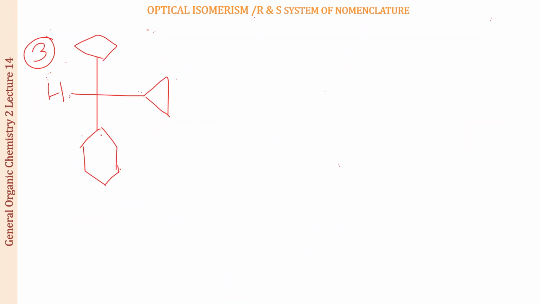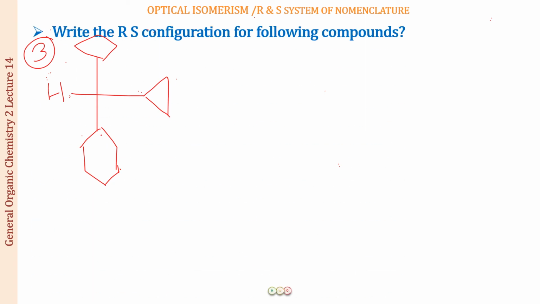So in this example, now you have cyclic groups. So how are you going to deal with this? This is again one example that you have not seen in the previous discussion. So I have chosen this also. This can also be asked to you in the examination to write the RS configuration. So how are you going to deal with this?